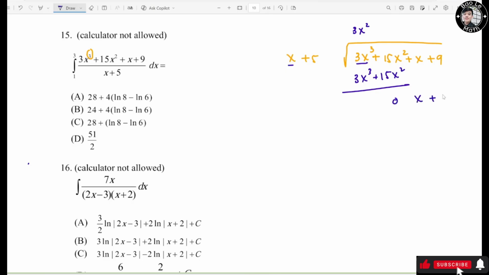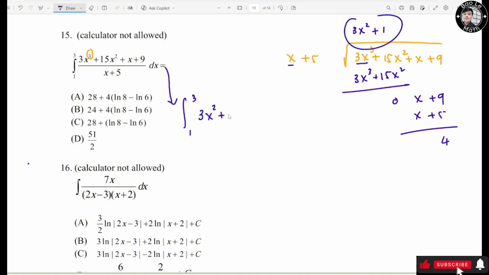Bring s plus 9 down. s divided by s could be 1, right? So it could be s plus 5. Subtract, it could be 4, right? So this one can be written as the integral from 1 to 3 of the quotient right here, 3s squared plus 1, plus the remainder 4 divided by the divisor right here, s plus 5, altogether ds.